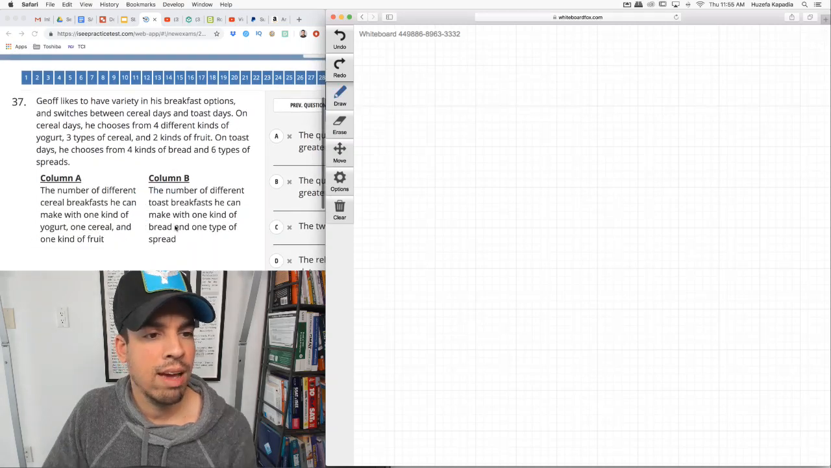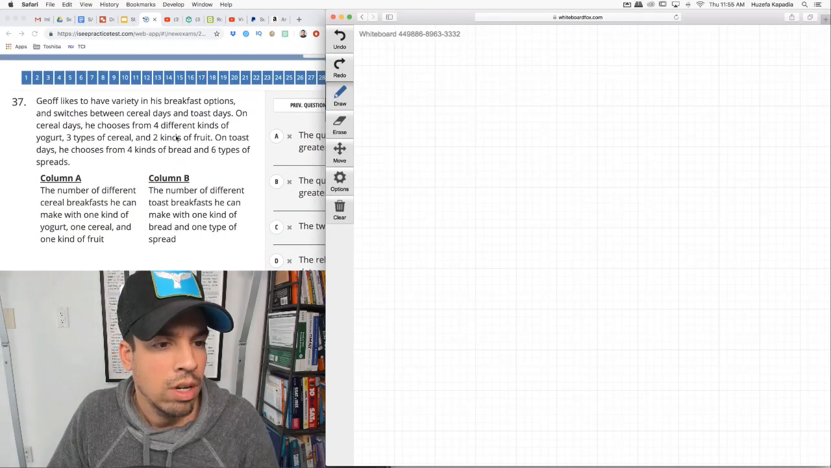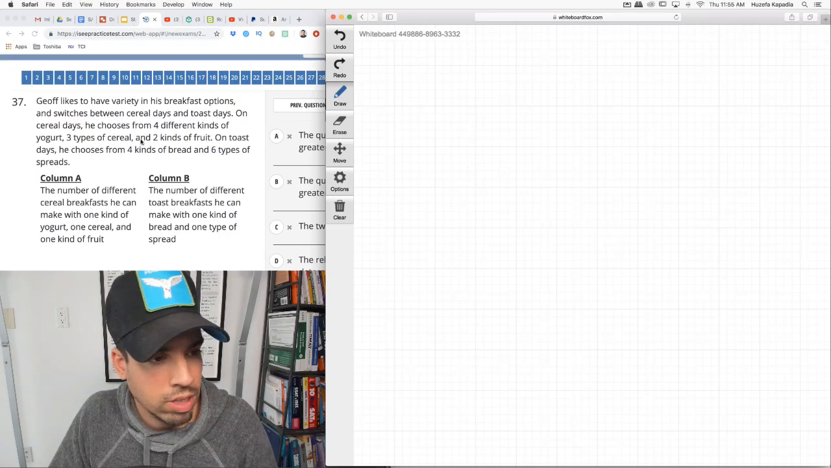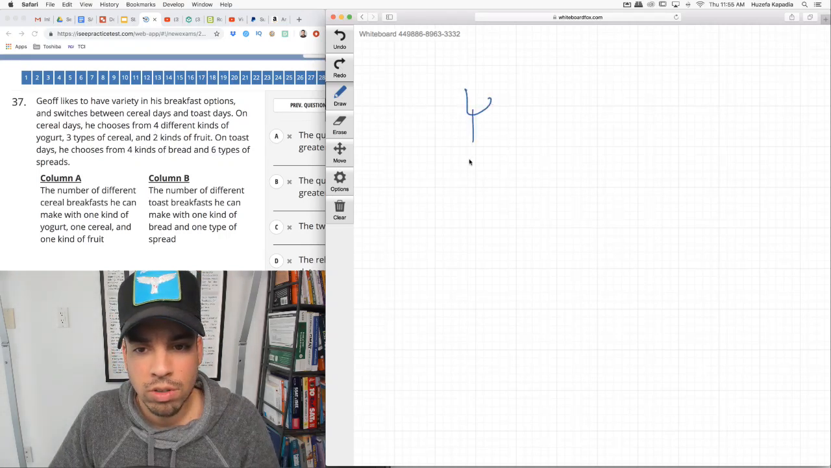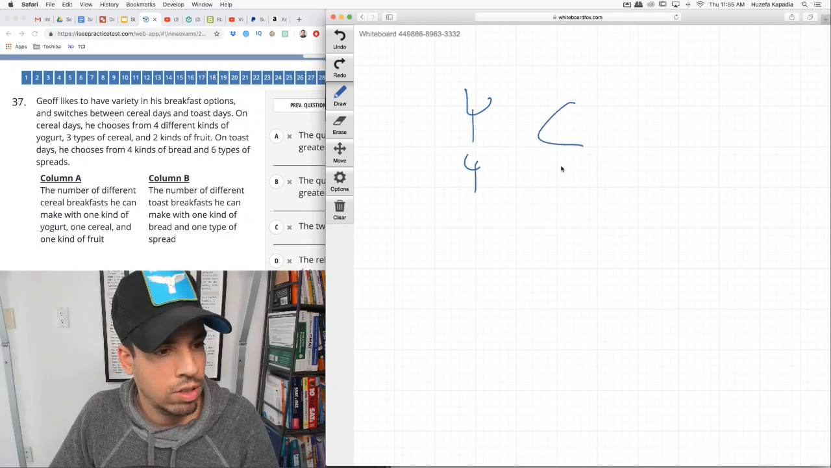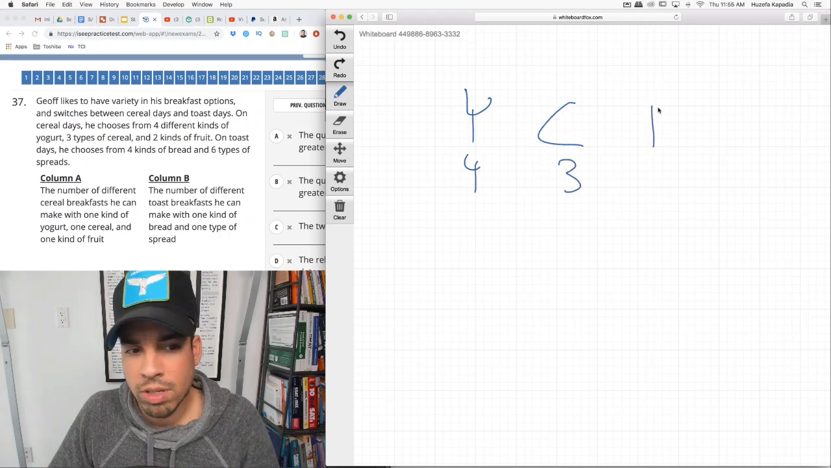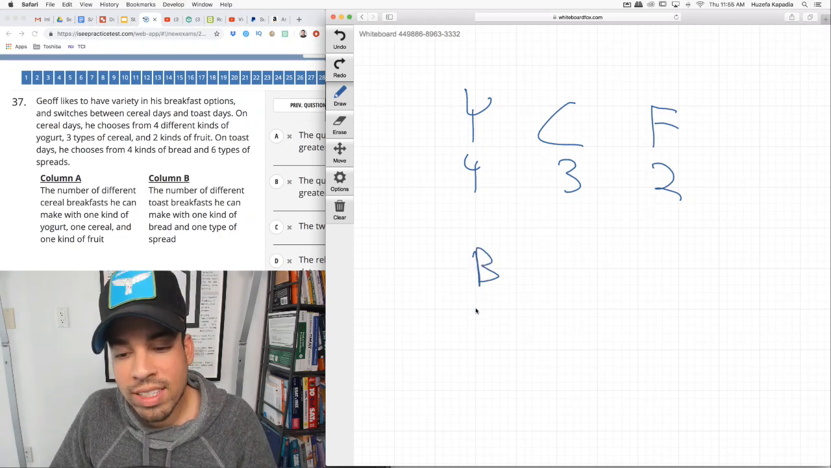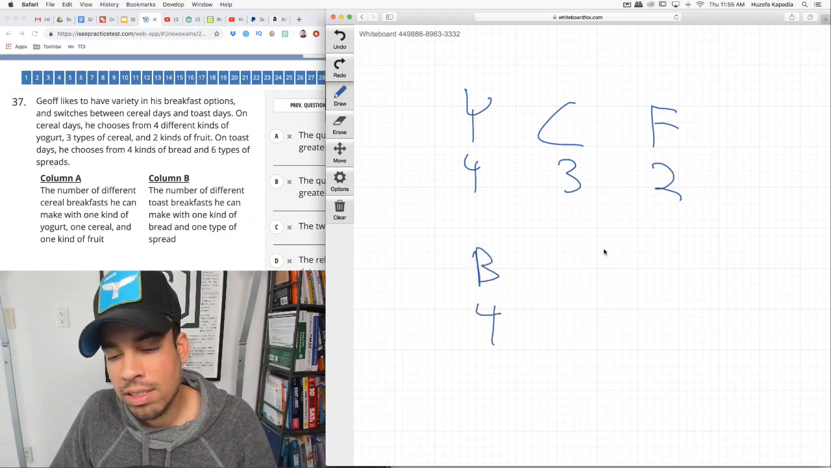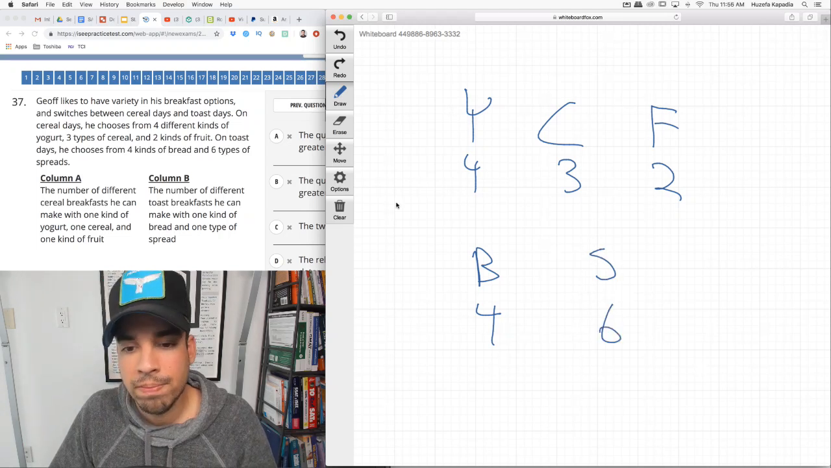Okay, Joff likes to have variety in his breakfast options and switches between cereal days and toast days. On cereal days, he chooses from 4 different types of yogurt, 3 types of cereal, and 2 types of fruit. On toast days, he chooses 4 types of bread and 6 types of spread.